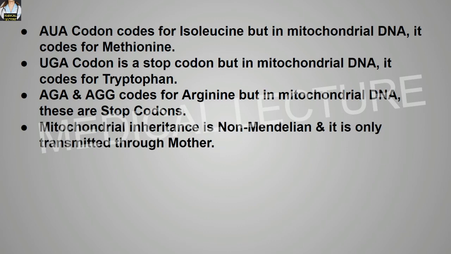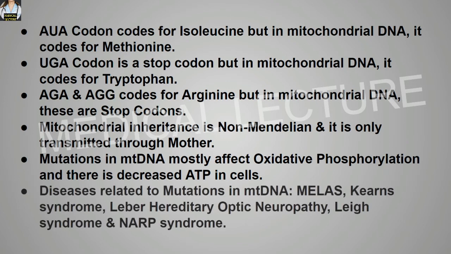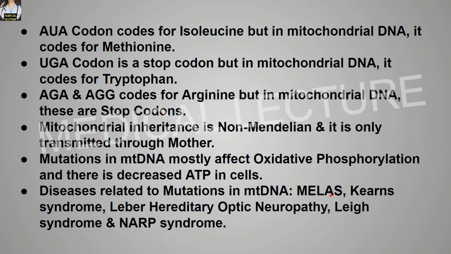Mitochondrial inheritance is non-Mendelian, and it is only transmitted through the mother. Mutation in mitochondrial DNA mostly affects oxidative phosphorylation, and there is decreased ATP in the cells. Diseases related to mutation in mitochondrial DNA are MELAS disease. Now, what is this MELAS disease? This MELAS disease is actually a rare genetic disorder which results in stroke and dementia. MELAS is an abbreviation that stands for mitochondrial encephalopathy, lactic acidosis, and stroke-like episodes.